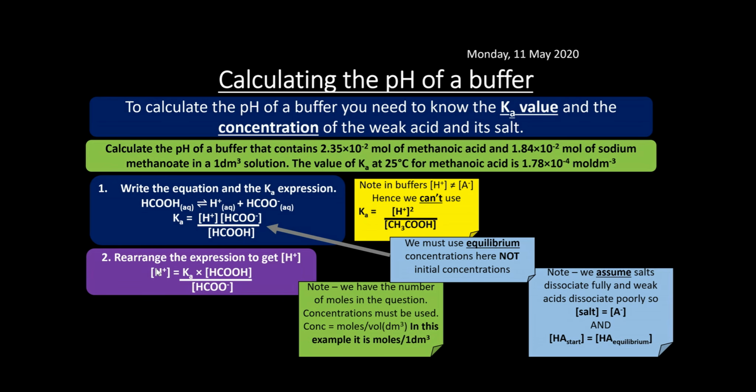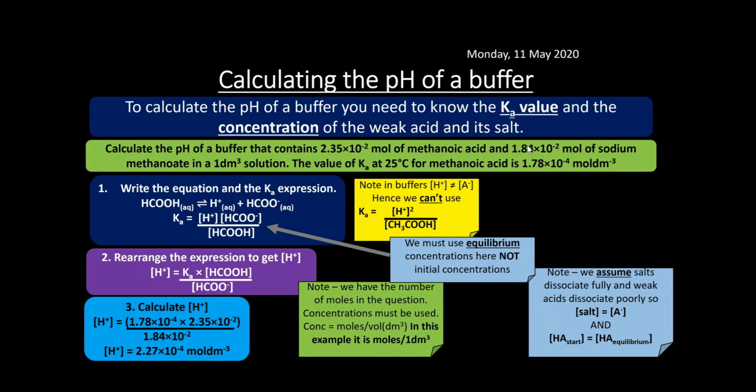So concentration, remember, is moles divided by volume in dm cubed. But in this example, it is moles divided by 1 dm cubed. So here we are just going to use the number of moles as the same as the concentration, because the volume that they're in is 1 dm cubed. If we take the number of moles divided by 1, we just get the number of moles, but you must use concentrations, not moles. So here we're going to use the figures that we've got to work out the concentration of H plus, and that's going to give us 2.27 times 10 to the minus 4 moles per dm cubed.